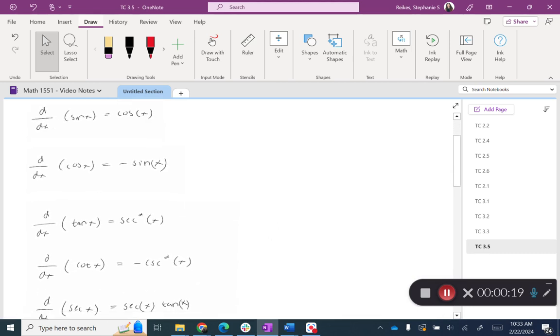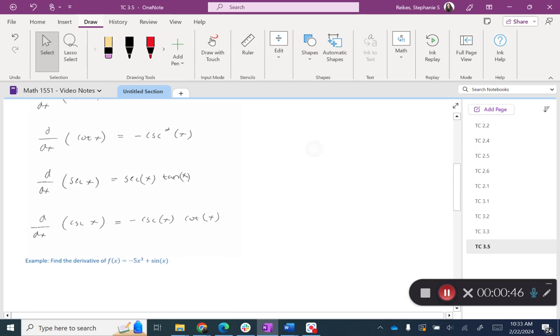The derivative of sine x is equal to cosine x. d by dx of cosine x is equal to negative sine x. The derivative of tangent x is equal to secant squared x. And d by dx of cotangent x is equal to negative cosecant squared x.